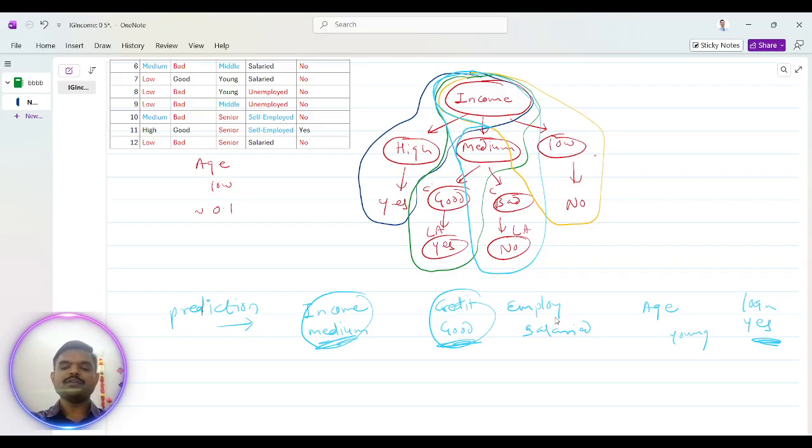And what is overfitting? Overfitting means the tree becomes too strict to the parameters. For example, if the income is high, and if the credit is good, and if the age is young, and if the person is employed, then only give the loan. Otherwise, no. If it becomes too specific, then it gives too specific answers, and it results in bias. It will not give you good answers on your test data sets, and that is called overfitting.